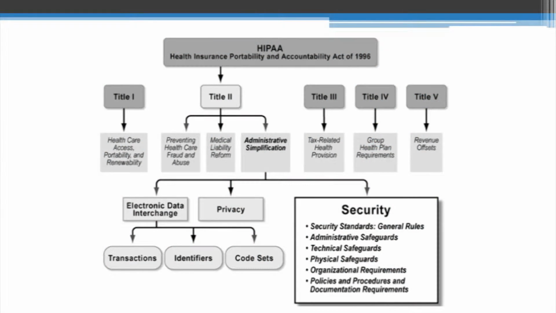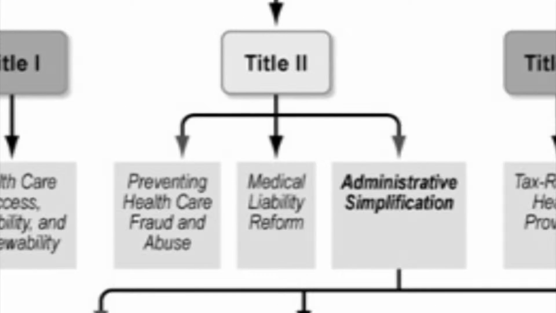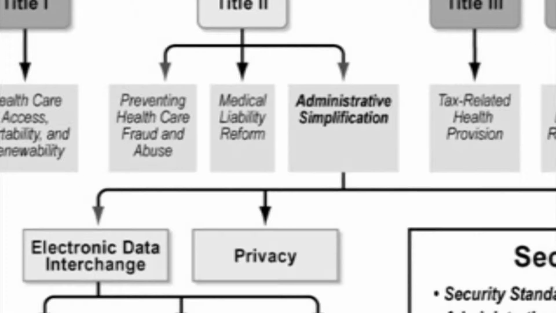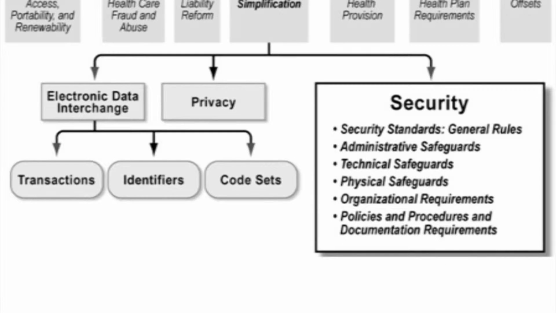In the HIPAA Accountability Act of 1996, there are actually 5 different titles. But the one we're really focusing on right now is Title II, which includes the prevention of fraud and abuse, medical liability, and administrative simplification. Under administrative simplification are electronic data exchange, privacy, and security. And security is where the actual Omnibus Rule falls.